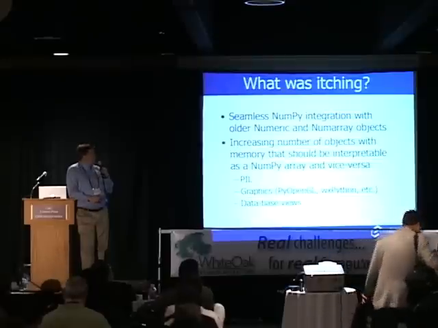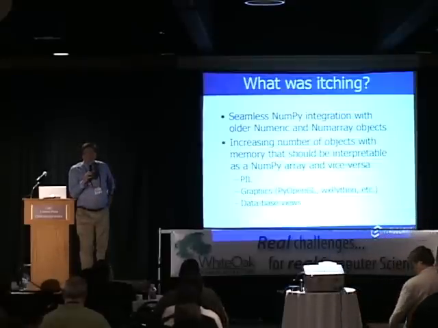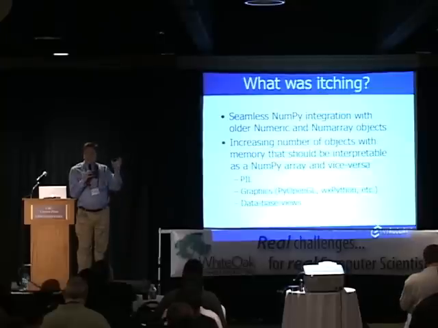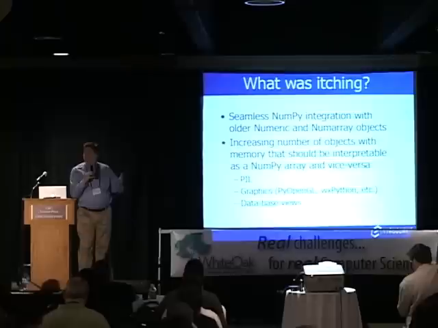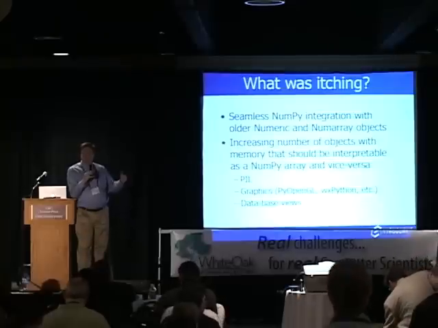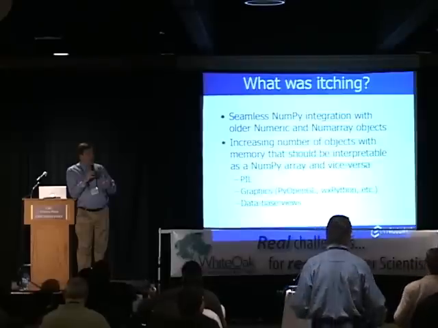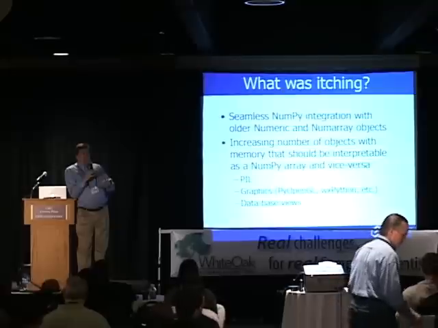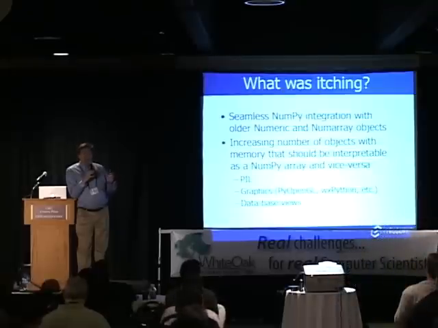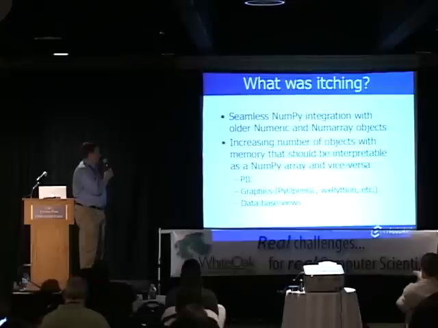What was itching? Well, when I was involved in the Numeric Python and numarray union, there was this need to have all of these different objects share their memory with each other, so the transition would be smooth for those who were still using numarray objects or Numeric objects and wanted to start using NumPy objects, which is the new replacement. And so how are we going to do this? There was a real need to share memory in complicated, better ways than the Python buffer interface allowed.